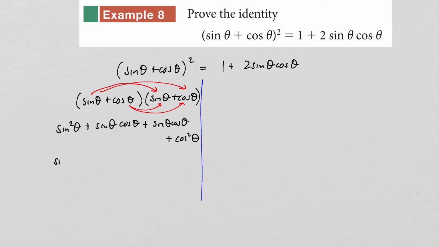So what I have here is sine squared of theta, and then notice that we have plus 1 sine theta cosine theta plus 1 sine theta cosine theta. That's going to be 2 sine theta cosine theta, because those are like terms, plus, and then we still have cosine squared of theta.